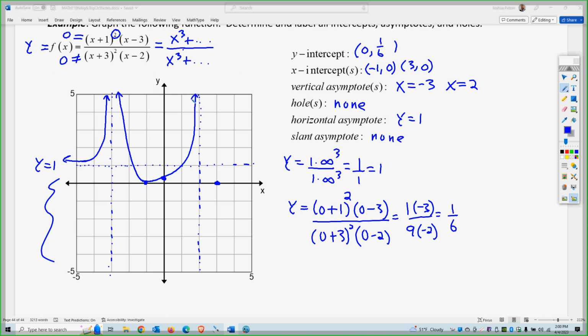Okay, this one is going to come up and it's going to cross the graph. Why would this one cross the graph? Because this is the first power. That's an odd number of times.